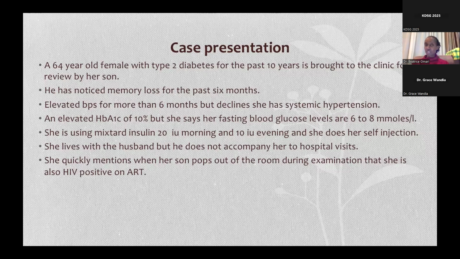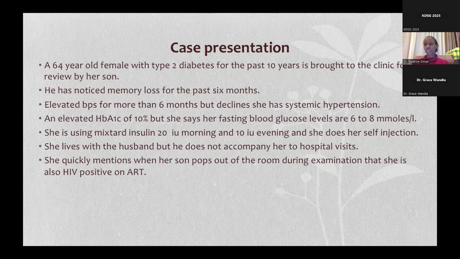Her medication for diabetes, she had been using mixed insulin, 20 units in the morning and 10 units in the evening. And she is the one who was doing her self-injection. So this lady was living with her husband, but her husband rarely accompanied her to any hospital visits, whether she was going for diabetes care or also for this other clinic which she mentioned.